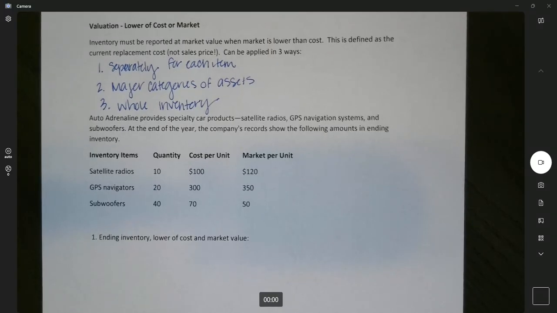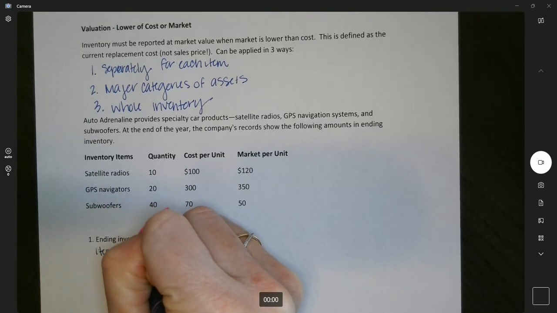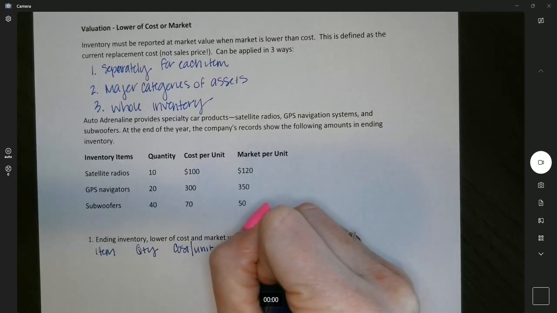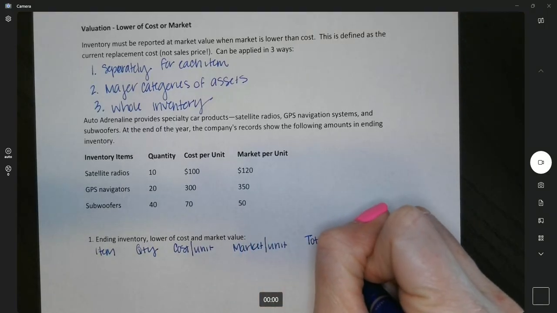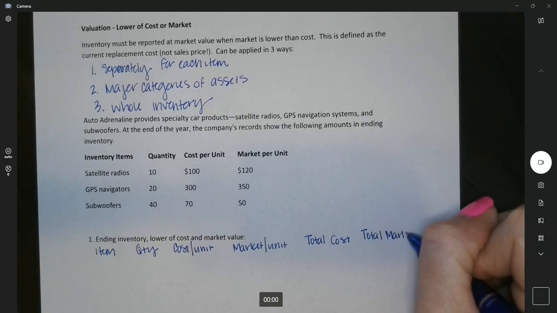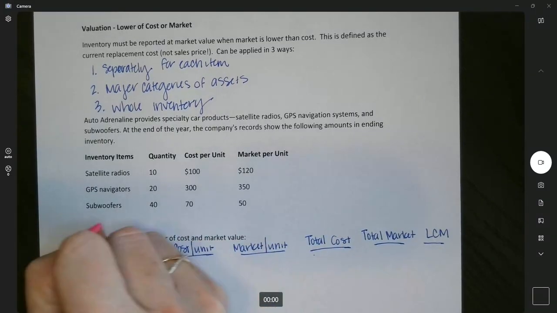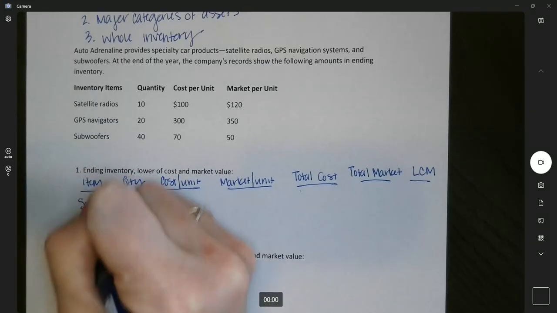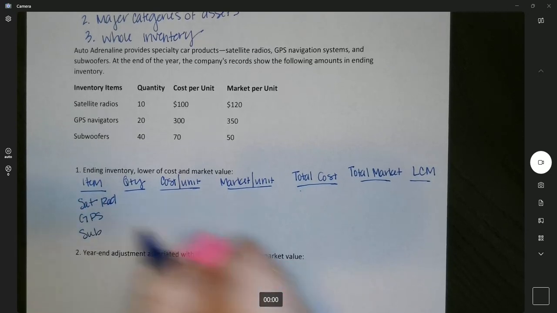And I'm going to build just kind of like a table here. I'm going to put item, I'm going to put quantity, I'm going to put cost per unit, I'm going to put market per unit, I'm going to put total cost, total market, and LCM, which will be lower of cost and market. So we've got satellite radios, we have GPS, we have subwoofers.